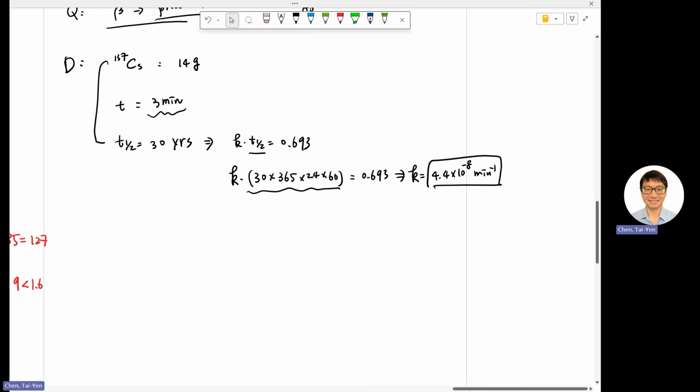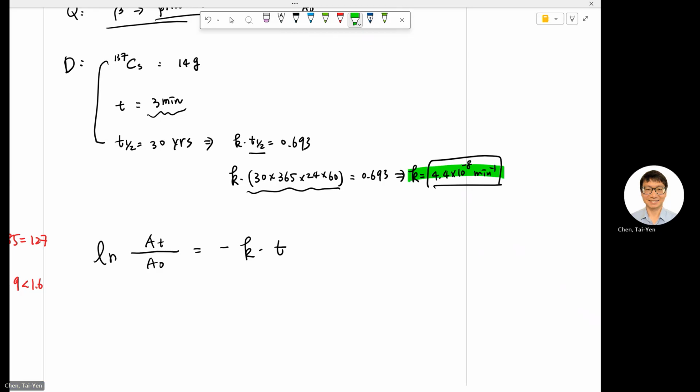So now we know we want to use natural log A_t over A_0 equals negative k times t, right? We know our k now. We know our t, because we want to know after 3 minutes. Therefore, this t will be 3. Okay, so now come to A_0 and A_t.